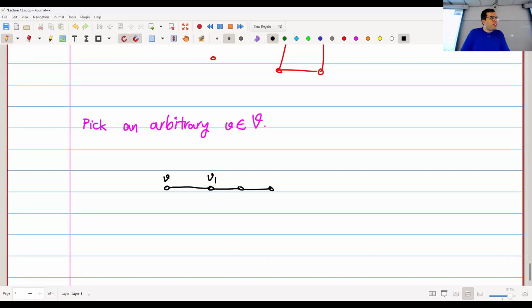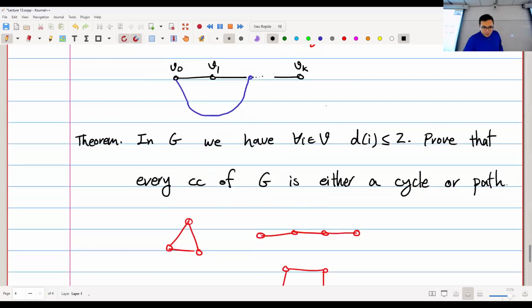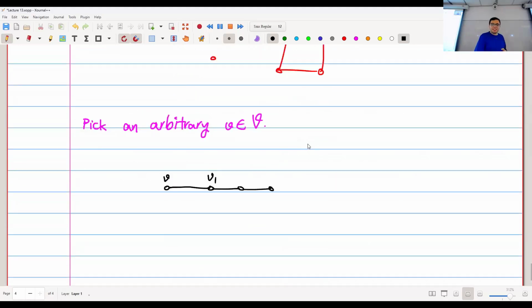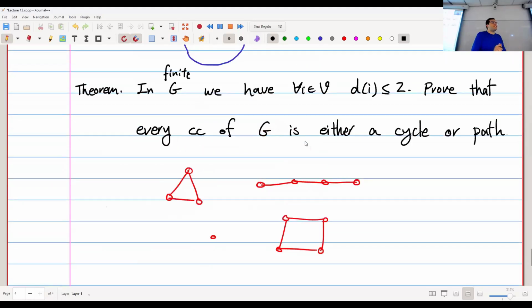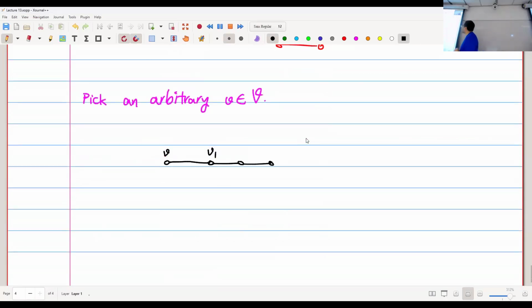Okay. Now I'm in a finite graph. Oh, maybe I should have said that. In finite. Gee. Yeah, we will give an infinite example where this is not the case. So imagine if I have an infinite graph where I have one vertex for every integer, and then I has an edge to I plus 1 and I minus 1. Technically, that's a path. No, it's an infinite path. I don't know. Anyway, we're talking about finite graphs here. So I pick an arbitrary vertex V.